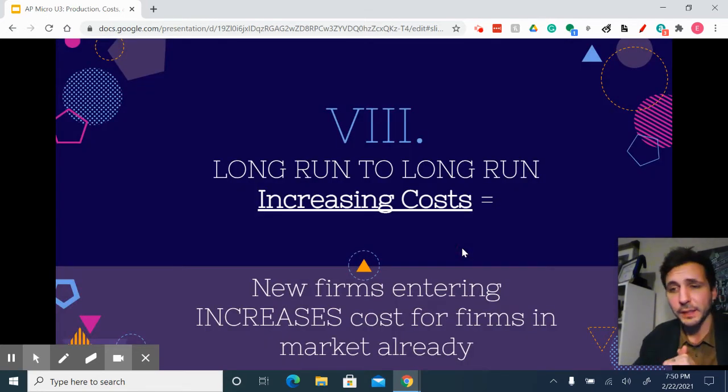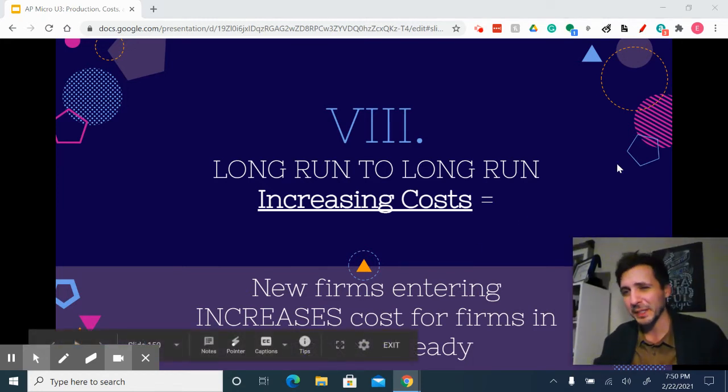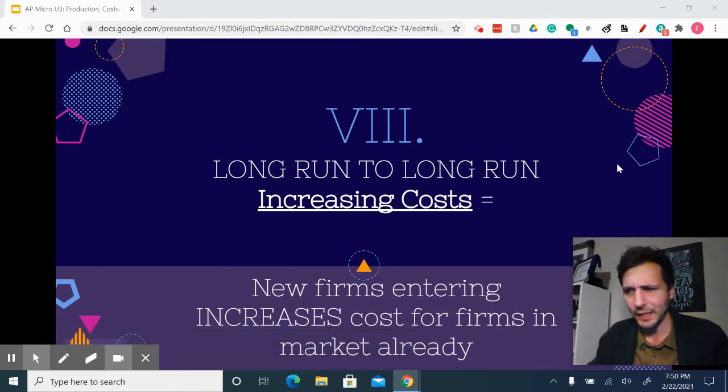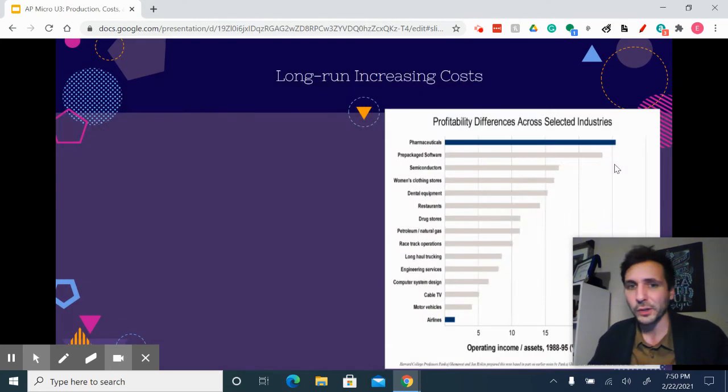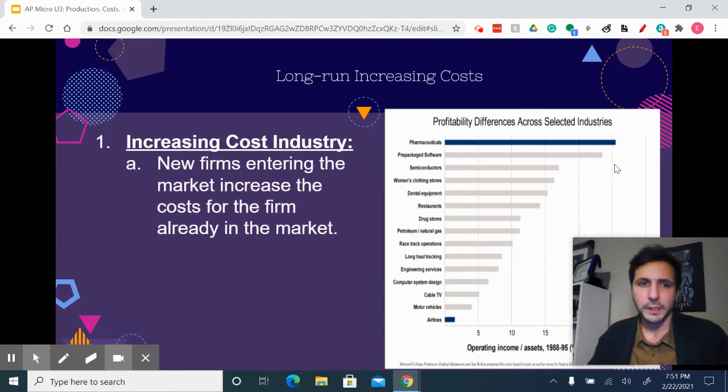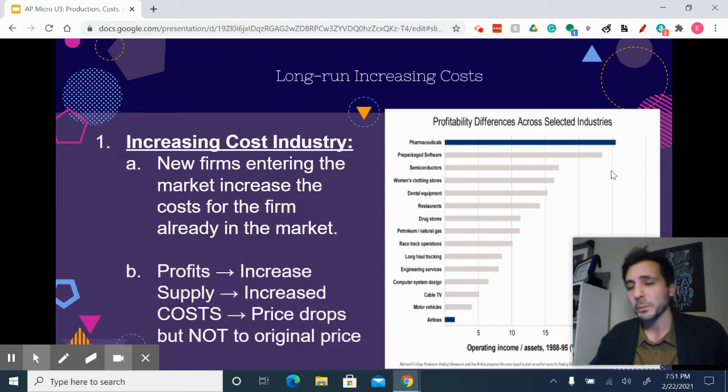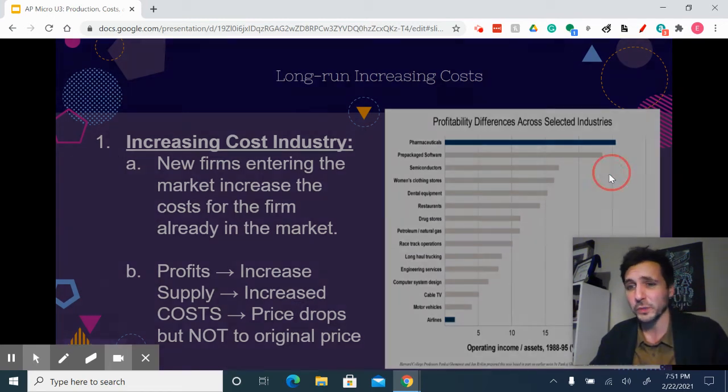Now, in reality, most firms are in increasing costs, and this makes sense, right? When firms enter the market, I have to compete with them for those scarce resources like labor and seeds and soil and land and all that stuff. So it increases cost. What happens if that occurs? When new firms enter the market, the costs are going to rise for all the firms already in the market. So profits increase, supply increases, costs increase, price drops, but not back to the original price. That's the logic. Don't worry about that. Let me show it to you on a graph.